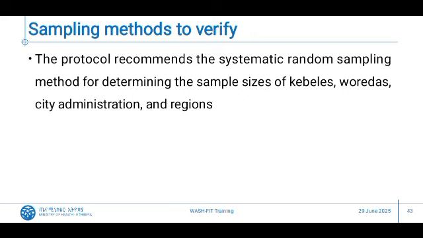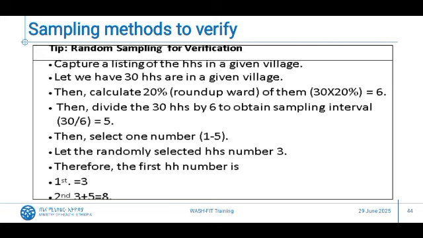Sampling to verify: the protocol recommends the systematic random sampling method for determining the sample sizes of Kabales, Woredas, city administrations, and the region. Tip: random sampling for verification. Capture a listing of the households in a given village. Let's say we have 30 households in a given village.